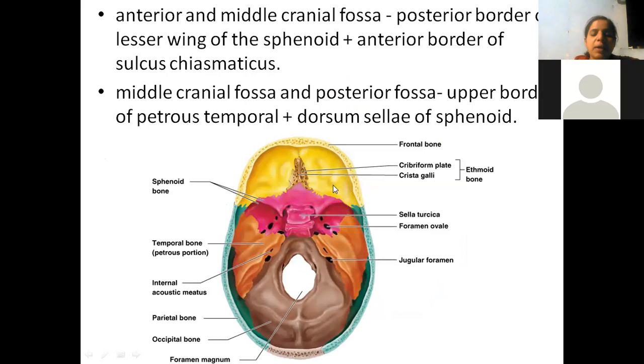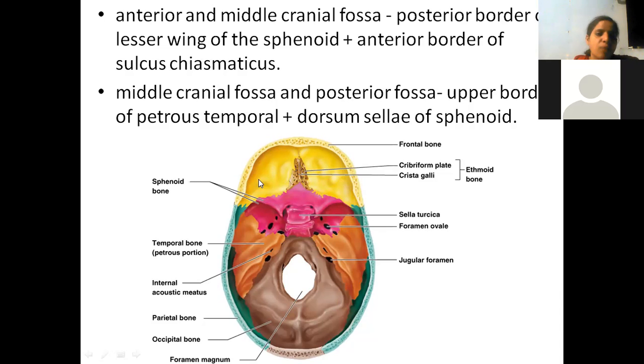See, anterior cranial fossa, here yellow color has been used, so maximum part of the yellow color is actually showing the contribution of frontal bone. In the middle you are finding sieve like structure. If you have skull bone with you, just check this. You will have so many holes in the cranial fossa. This area is actually cribriform plate of ethmoid bone. This is a different bone, so this gives passage to the olfactory nerves.